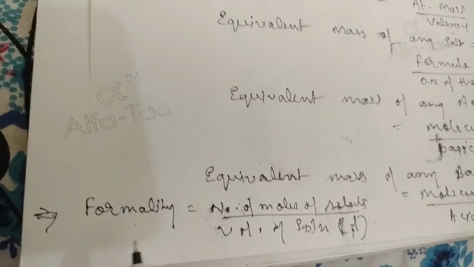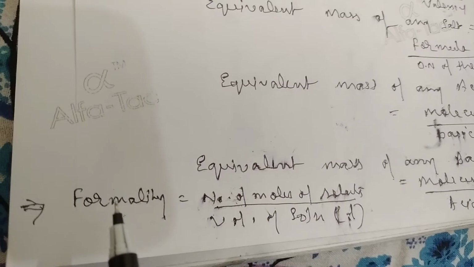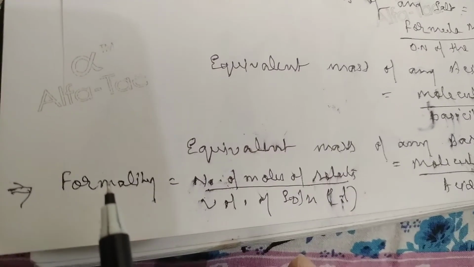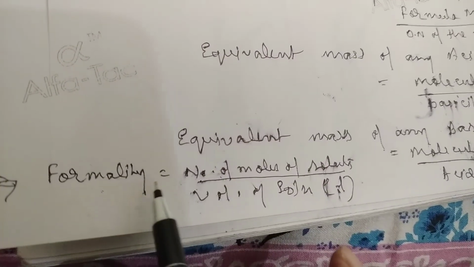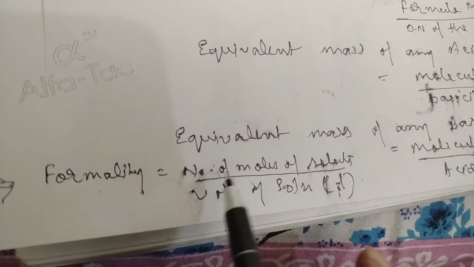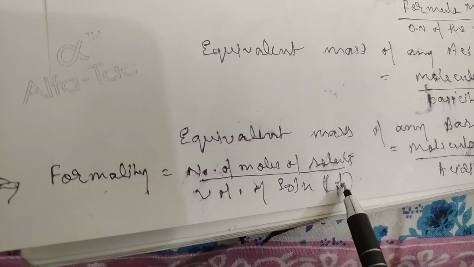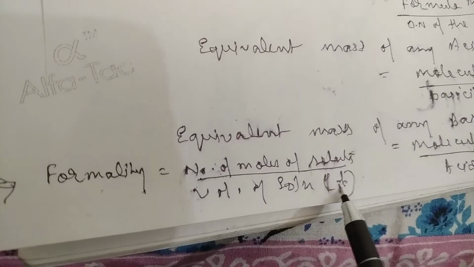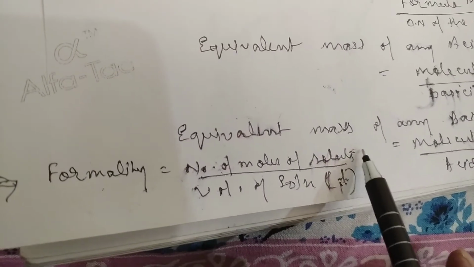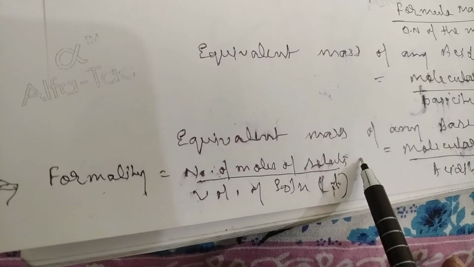Now, the last method of expressing the concentration is formality. Formality is equal to the number of moles of solute divided by the volume of solution in liter. If it is in milliliter, then multiply the numerator by 1000.